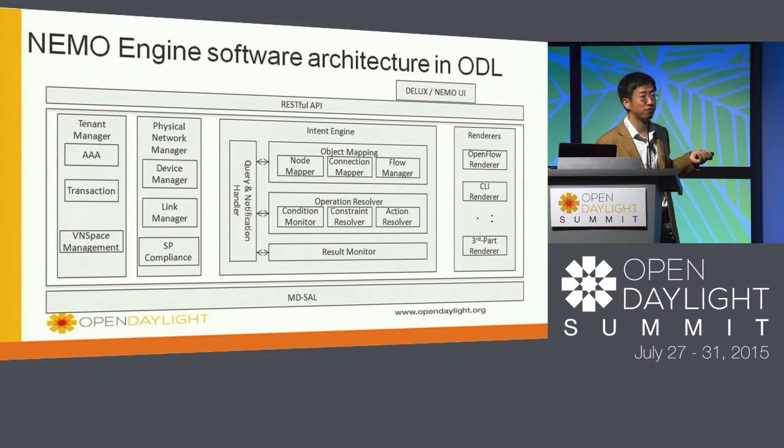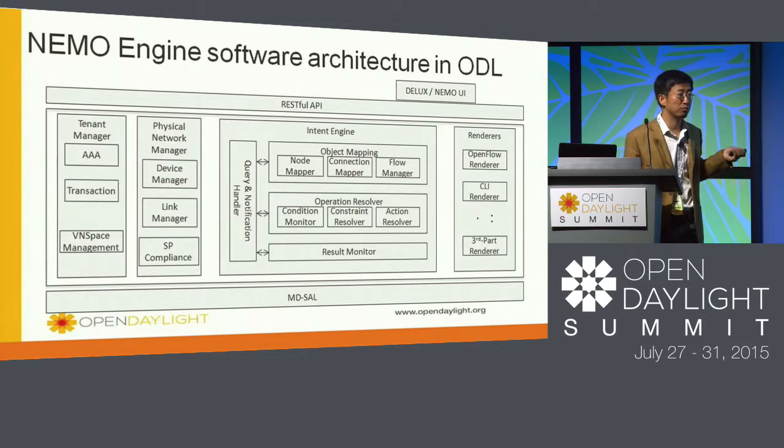The second part is the physical network, because tenants describe their virtual network, but this virtual network finally needs to be deployed in the physical network. So we need to collect the information from the physical network, the topology, the capacity, the utilization, and the status, all the information managed by the physical network manager.